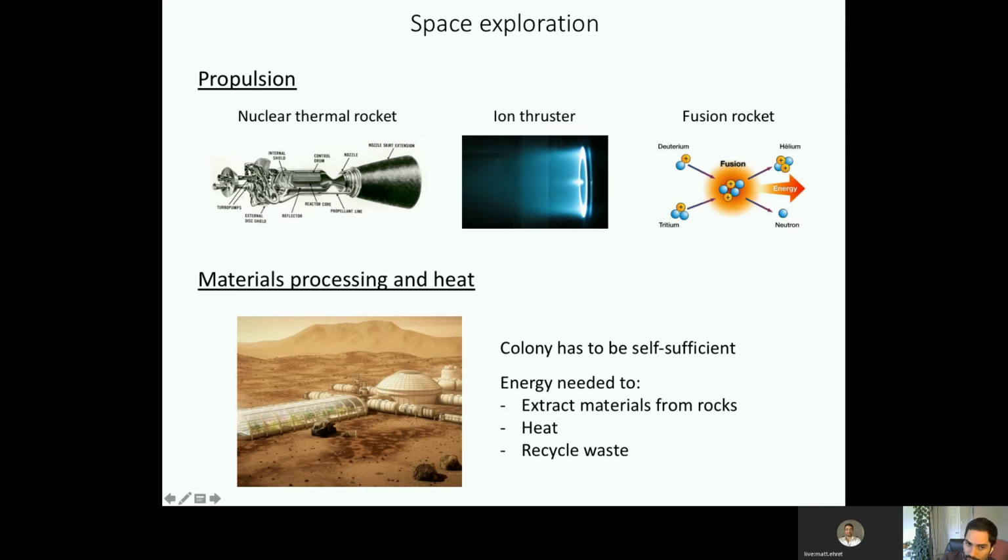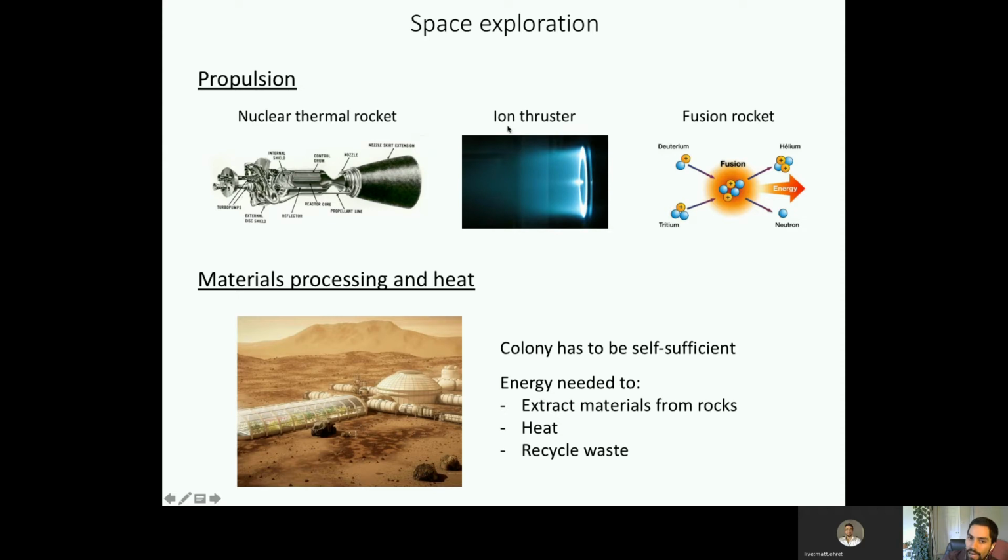These have actually been investigated in the US back in the 60s or 70s. They even built some of them and tested them, not in a real rocket, but on the ground. So this thing works. It's just a matter of putting money back into it and developing it.